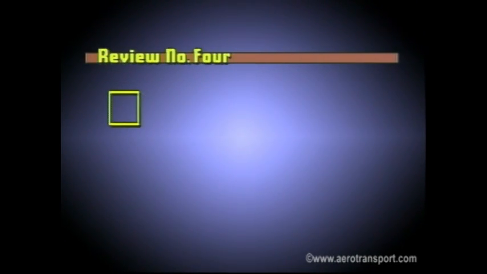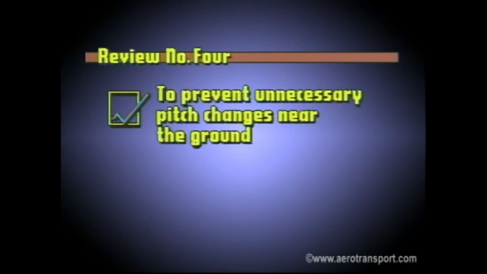During an approach over an obstacle into a short field, good airmanship requires that the power not be fully reduced until after the landing flare. Why is this? This will alleviate unnecessary pitch changes close to the ground.